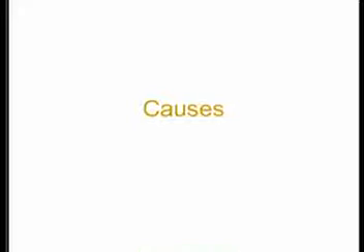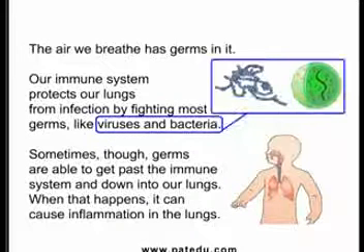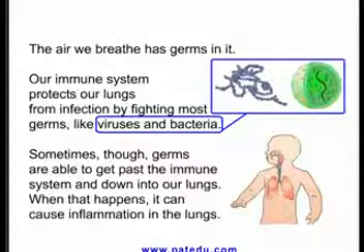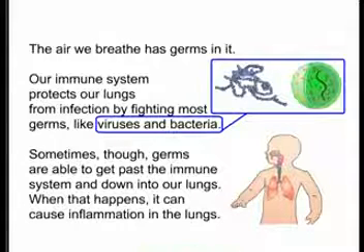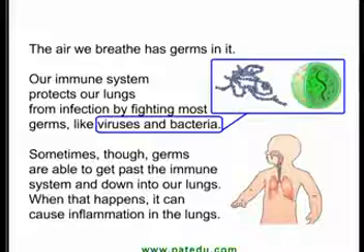Causes. The air we breathe has germs in it. Our immune system protects our lungs from infection by fighting most germs, like viruses and bacteria. Sometimes, though, germs are able to get past the immune system and down into our lungs. When that happens, it can cause inflammation in the lungs.